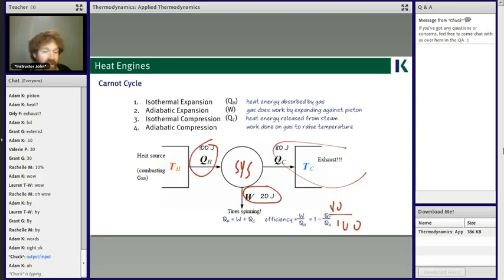Yeah, there we go, exactly. Output versus input. Chuck's got it great. That's, I think, the easiest way to think about it. But you can do it either way. That's the main thing.